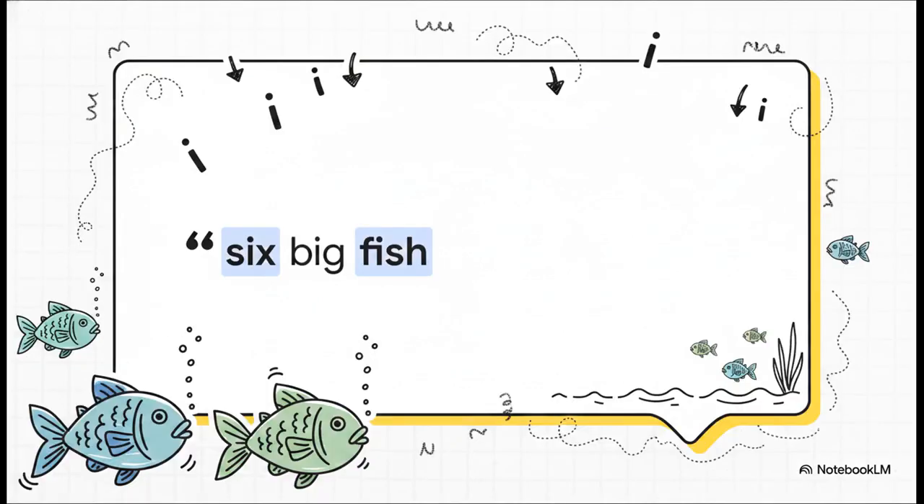Let's do one final rapid-fire practice round for method 1, just to lock in that contrast. Say it out loud with me, nice and crisp, six big fish. Perfect. There are no silent E's anywhere in sight, so we keep those vowels short, relaxed, and super bouncy.